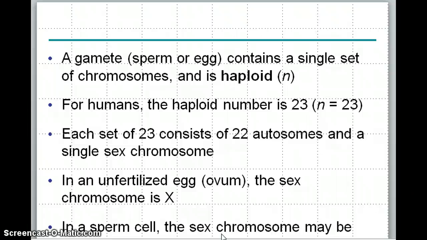In an unfertilized egg, the ovum, the sex chromosome is X. In a sperm cell, the sex chromosome can be either the X or the Y. So essentially, while you can't fill out an order form for what gender baby you want, whenever you have children, the male is the determining factor on what the gender of your children will be.